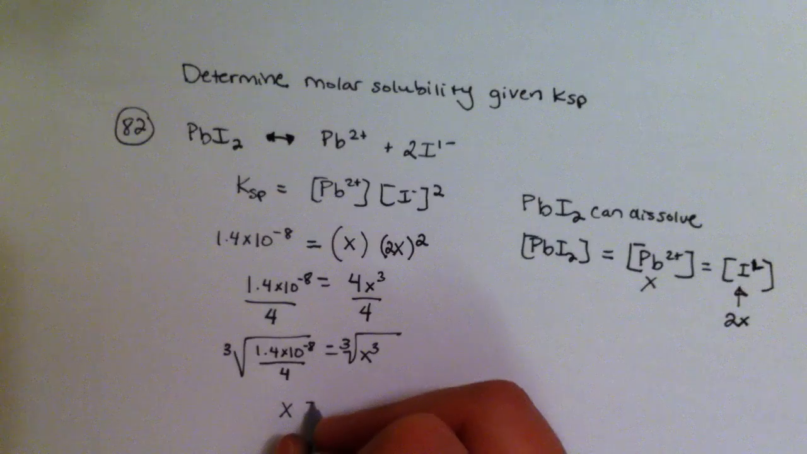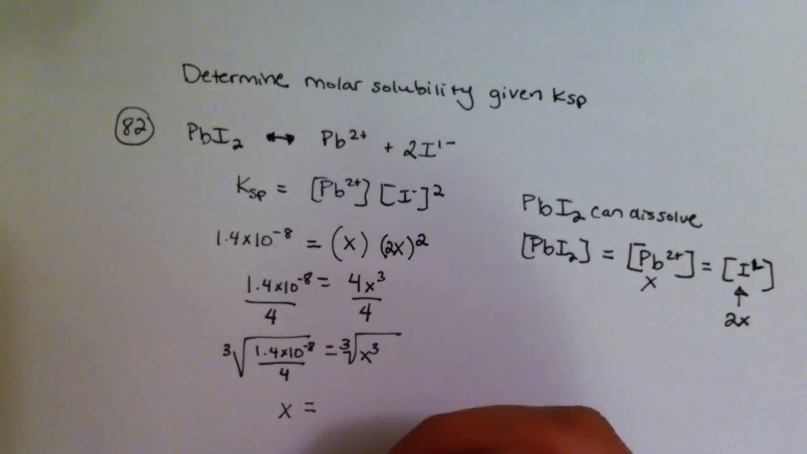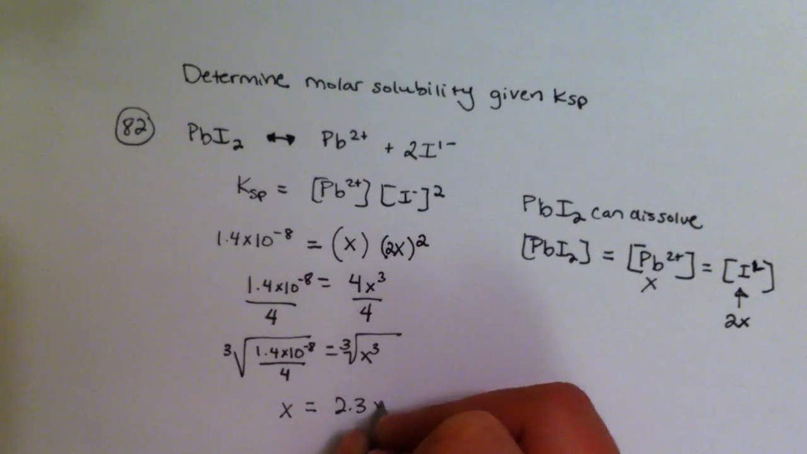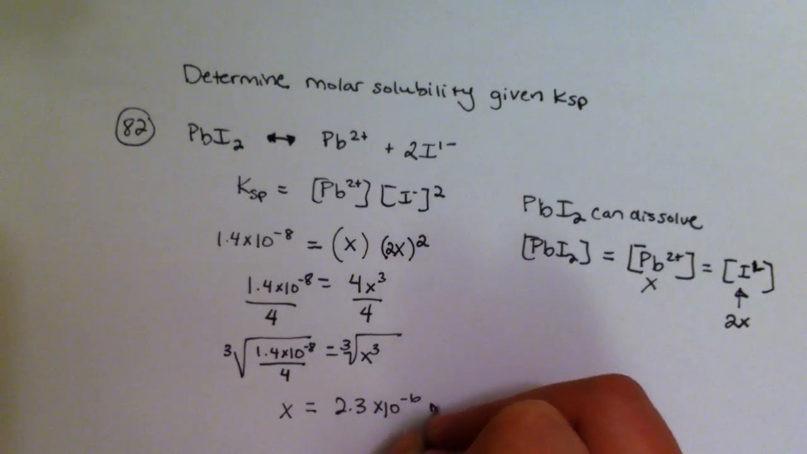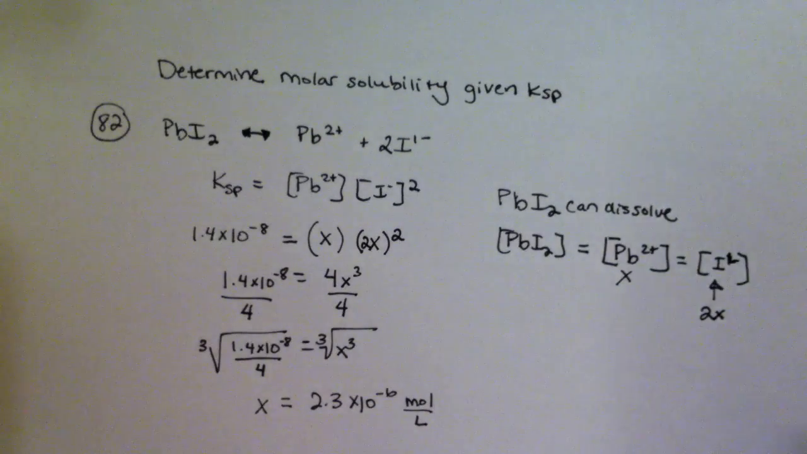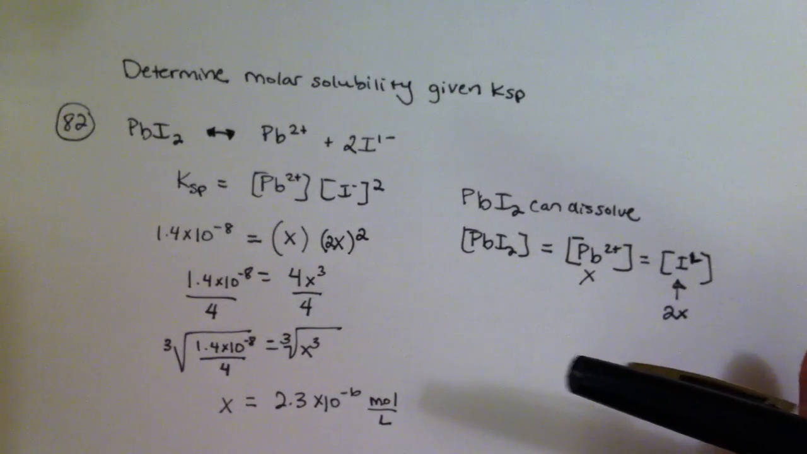So when we do this, we find that x is equal to, problem number 82, we find x is equal to 2.3 times 10 to the negative 6. Okay, so this is the second skill that you needed to be able to do after class today.